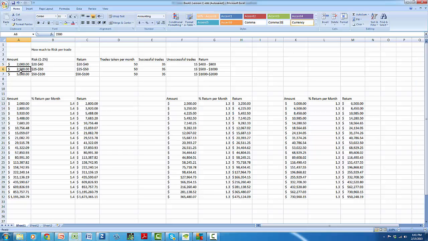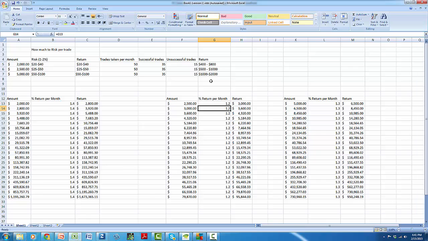Here, I give you an account of $2,500. Same thing. Let's just say it's 20% return. You're making $500 a month. You'll make almost $100,000 in 20 months.